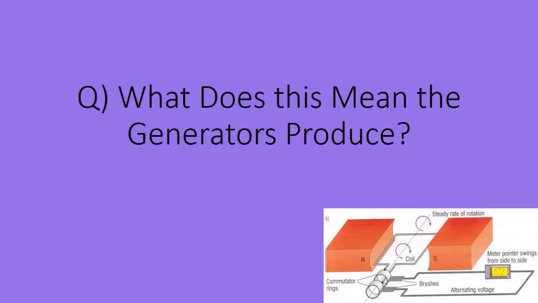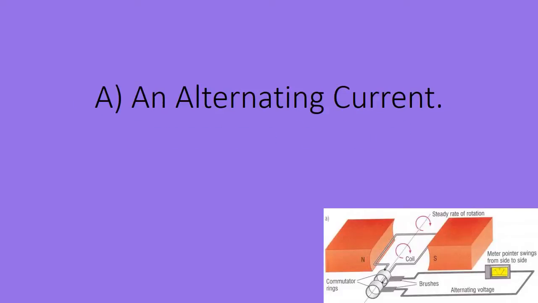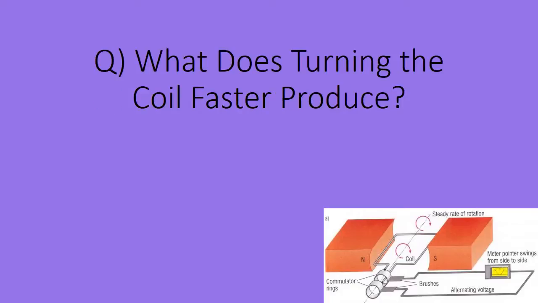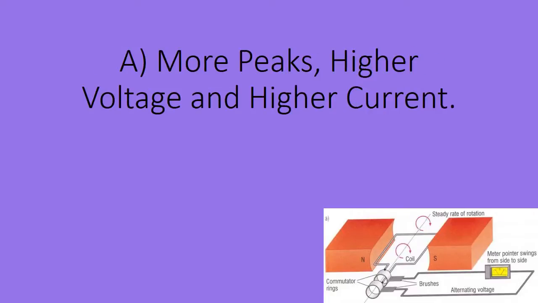What does this mean the generators produce? An alternating current. What does turning the coil faster produce? More peaks, higher voltage and higher current.